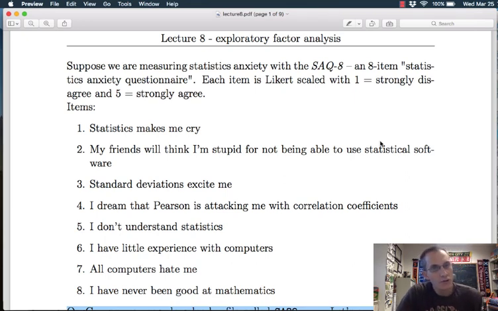And hi, welcome to Lecture 8. So in this lecture, we're going to talk about exploratory factor analysis. So this will extend some of the things that we did in Lecture 7.